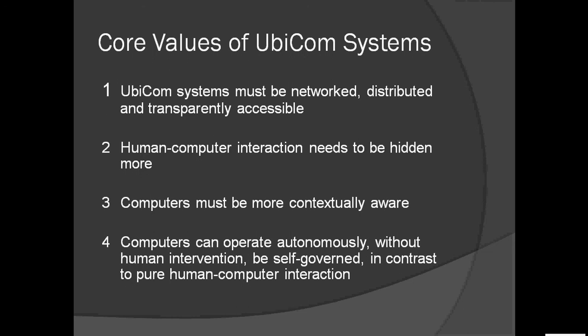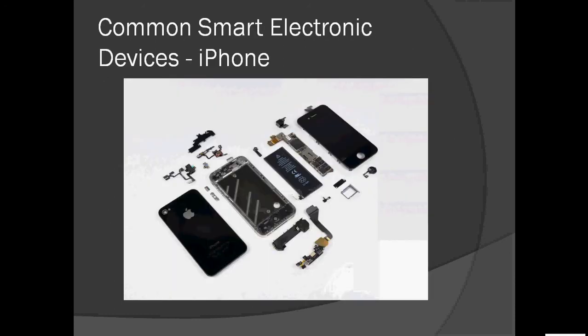Number three, computers can operate autonomously without human intervention, be self-governed in contrast to pure human-computer interaction. So what this means is that computers do a lot more functions on their own, and you don't tell them as much what to do as they just take care of you.